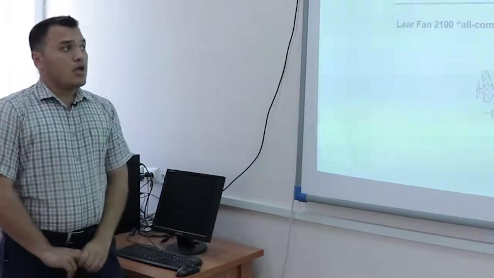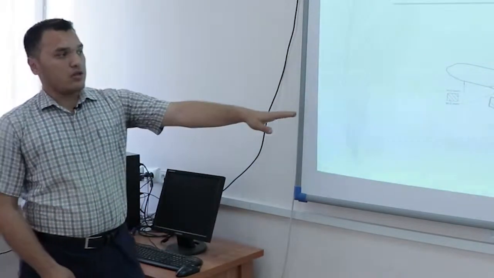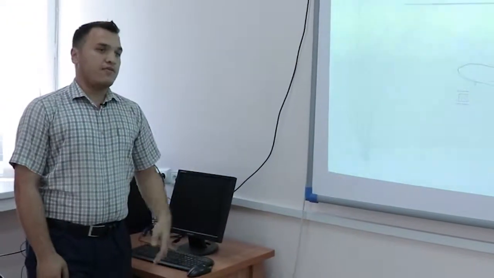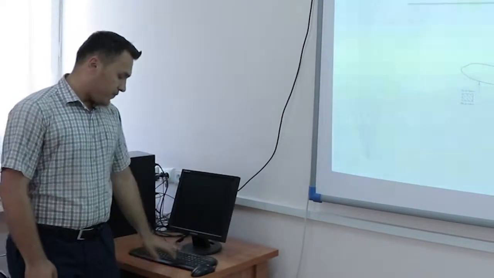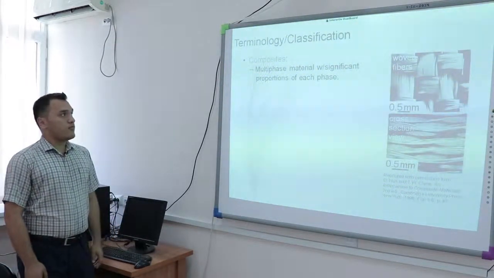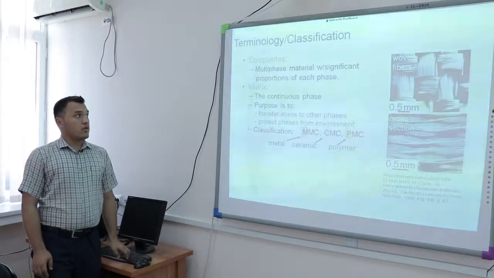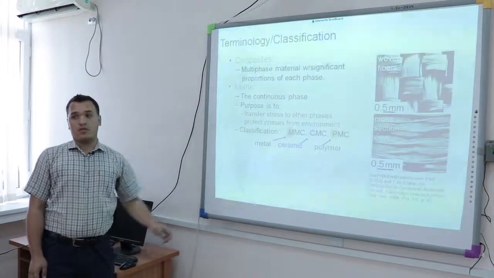For example, in planes like Boeing, everything is made from composite materials. Here or here, everything is composite materials. Somewhere it's from metal, somewhere from ceramic, somewhere from polymer. What is a composite material? It is multi-phase, with a significant proportion of each phase. And composite materials can be made, as I said, from metal, ceramic, and polymer.